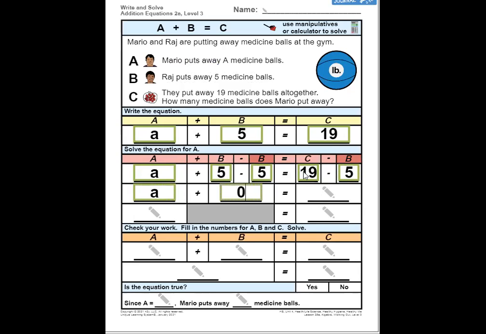Anyone know if you got any manipulatives at home? 19 minus 5. Take a minute to work on it. And when you have your answer, you can put it in the chat box.